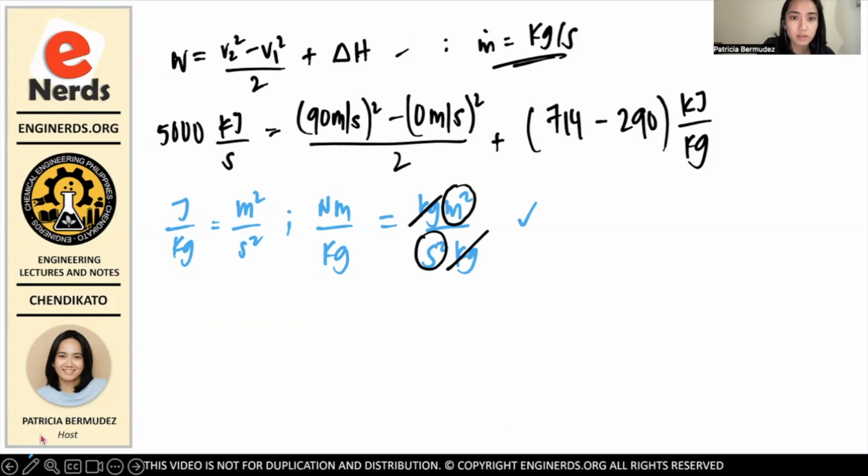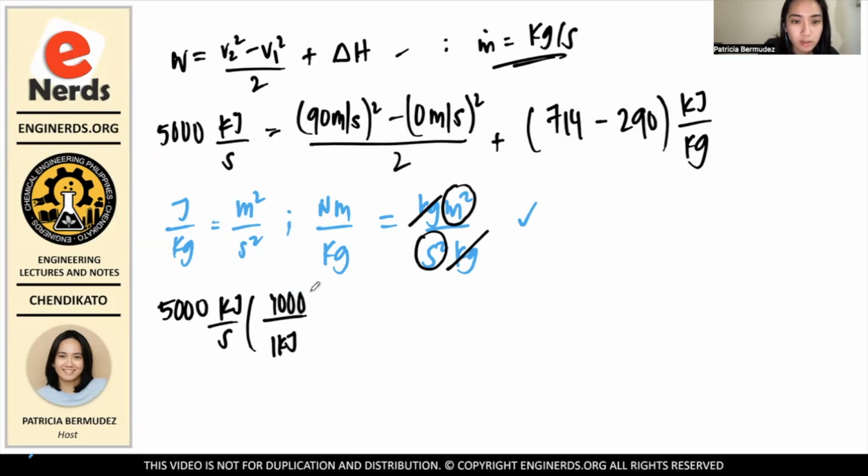So we can actually convert this meter squared per second squared to joules per kilogram. And likewise, we convert this kilojoules per kilogram to joules per kilogram. So this 5,000 kilojoules, we can convert it into joules so that all of them are joules, the unit of energy. So 5,000 kilojoules per second, 1 kilojoule is 1,000 joules. Okay? And from here, the kilojoules will cancel and joules per second remain.